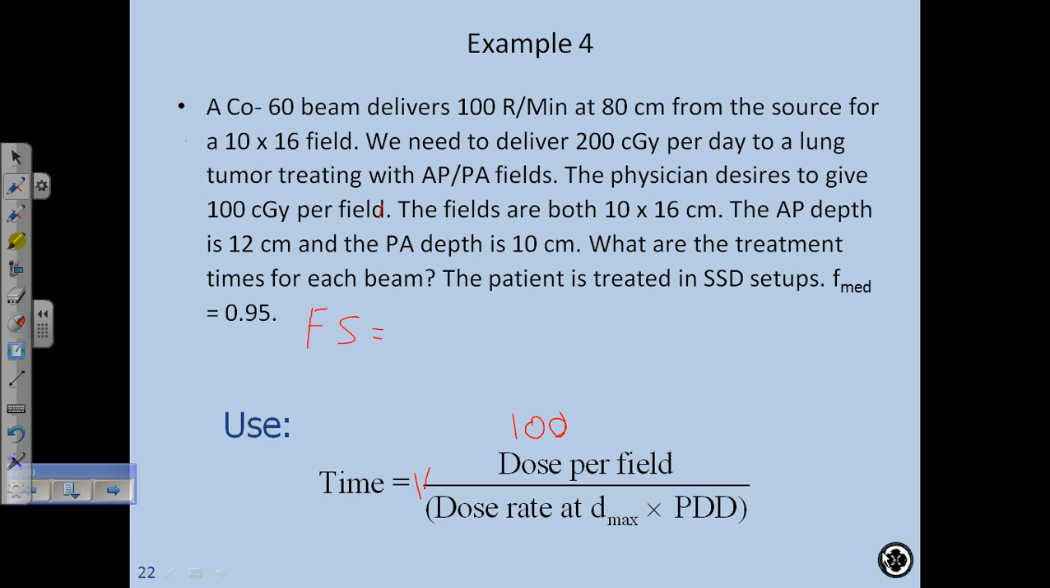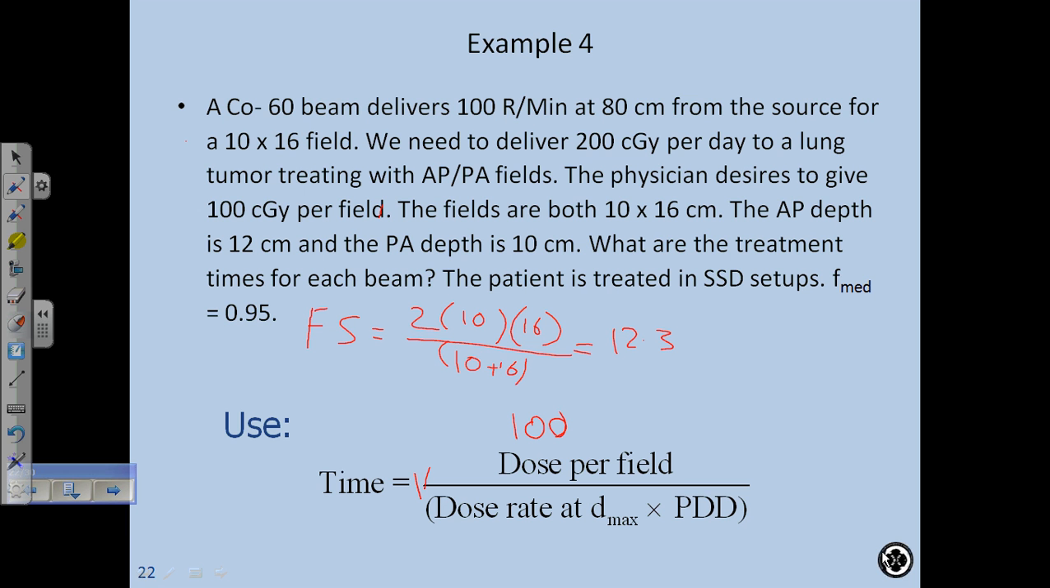How do we go from rectangle to the square? 2AB over A plus B. Yeah, 2AB. So what's A? 10 and B is 16, or vice versa. Equals? And by the way, the answer is going to be between 10 and 16. 12.3. Okay, so we have a field size, great.